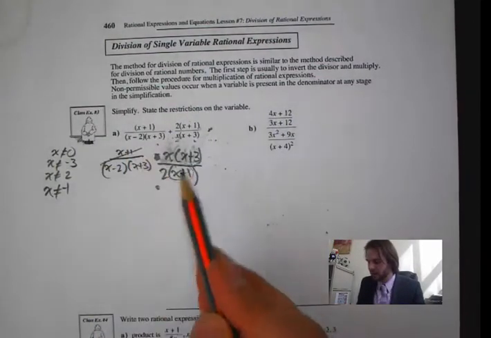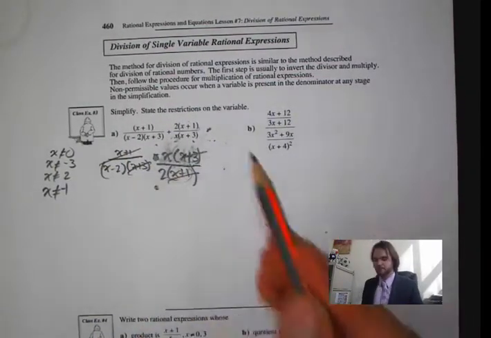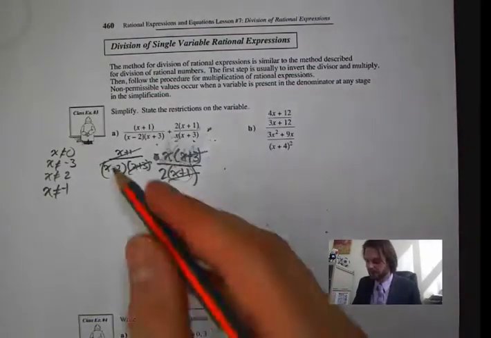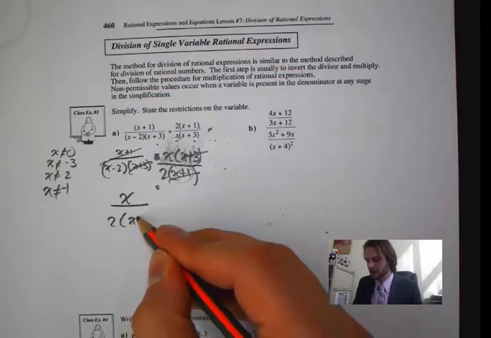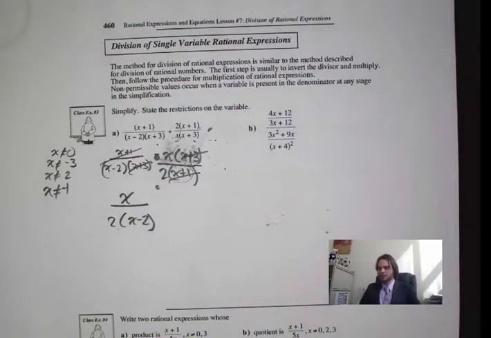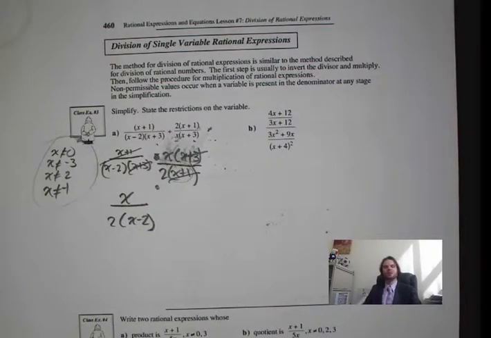Okay, x plus 1 and x plus 1, goodbye. x plus 3, goodbye. What are we left with? An x on top. And here we have 2, and then x subtract 2. And that's it. And this is what my restrictions are. That's nice. Not that bad. Pretty easy. Let's take a look at B.